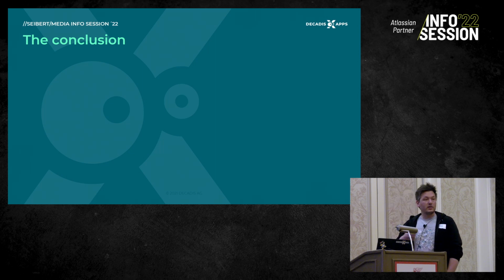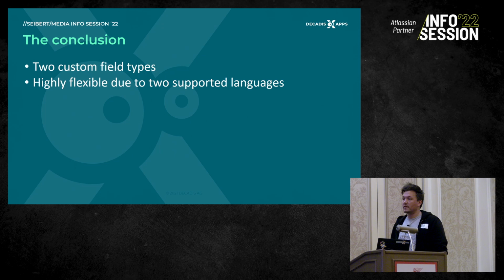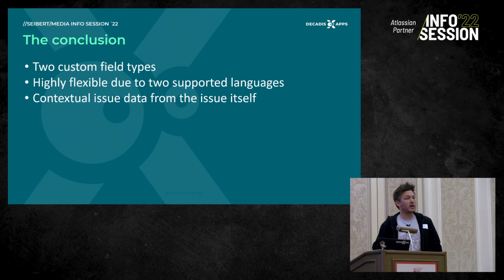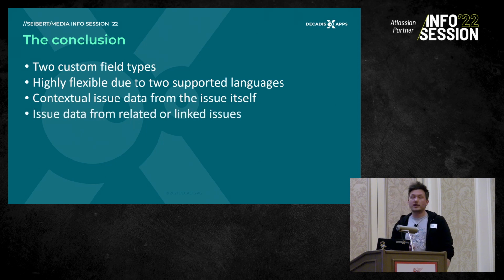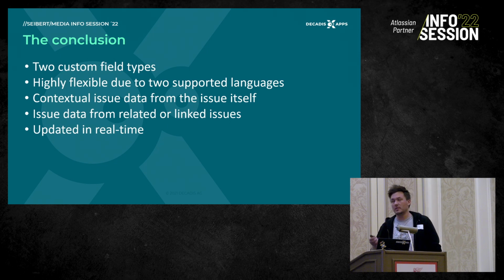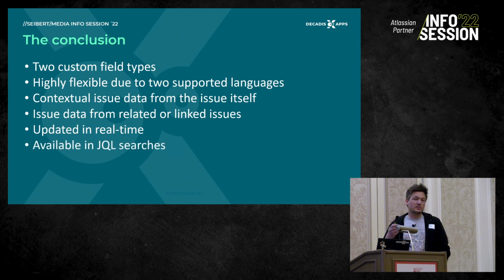So while there are obviously thousands of other use cases that you might come up with, and I hope that it already inspired you to think of ones that help you in your daily work yourself, that should already be it for today. And as a short wrap-up, the key concepts of Smart Fields for Jira are the introduction of 2 custom field types, which are highly flexible due to 2 supported languages. We are able to draw contextual issue data from the issue itself, but also issue data from related or linked issues. Those fields are updated in real time, so every time I access an issue or every time an update happens, those values are recalculated, so they're always in sync. And those fields are also available in JQL. They can also be used in JQL queries.